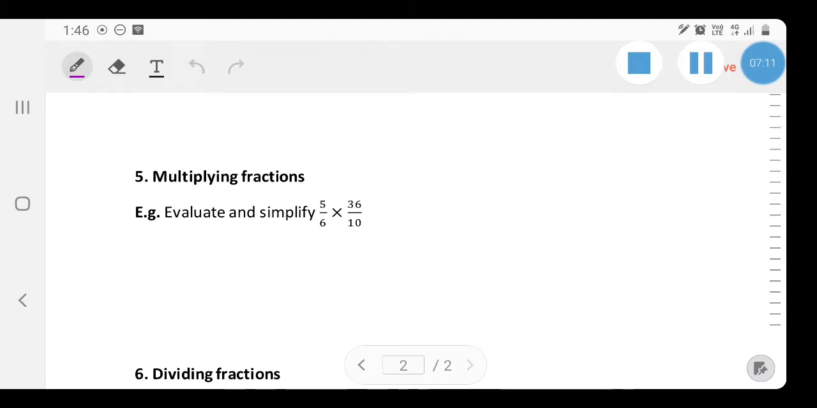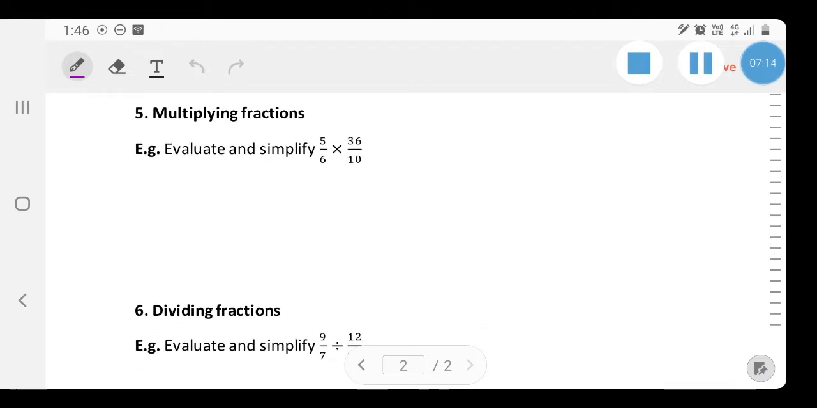All right, moving on. Skill number 5, evaluate and simplify the following. So we're looking at multiplying fractions now, even though we just did a little bit of that already, okay? So evaluate and simplify. So I can simply multiply the numerators and multiply the denominators and get a new fraction and then simplify from there, or I can be a bit cleverer about things and do the following. We have 5/6 times, why isn't my pen working? Times 36 over 10, okay?